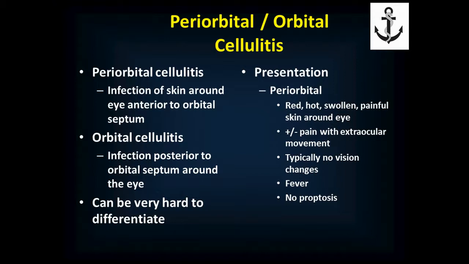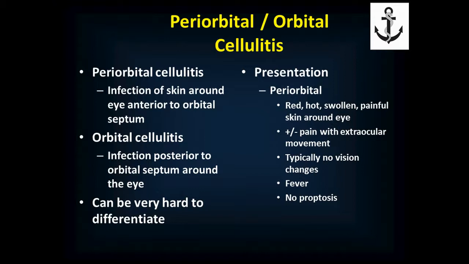In an orbital cellulitis, you actually have an infection around the eye, and it can be incredibly hard to differentiate the two without imaging studies, CAT scan or MRI, and sometimes it's very hard to differentiate even with those studies. So the presentation is red, hot, swollen, painful skin around the eye. And in periorbital cellulitis, there may be pain with extraocular movement, but usually not. You have them follow your finger with their eyes, and it doesn't hurt very much, or it's just a little sore. Typically, there are no vision changes because this is just skin infection.